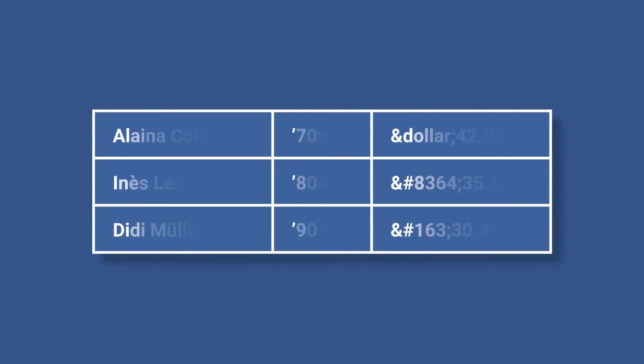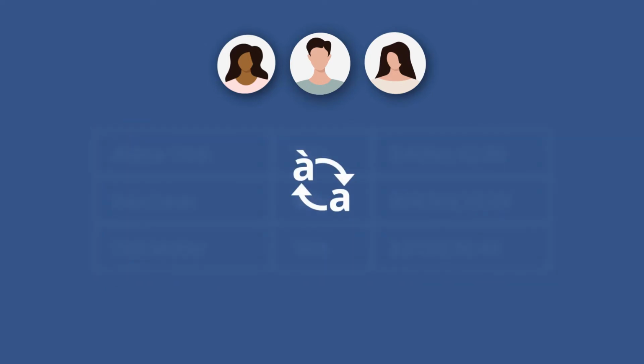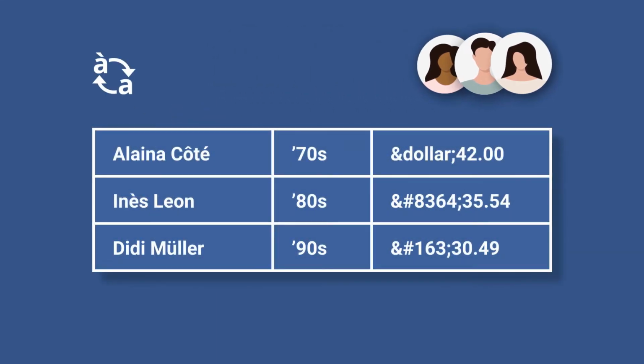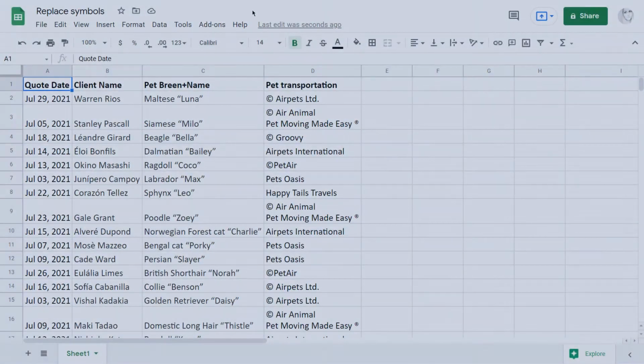When importing data from the web or collaborating on a Google spreadsheet, having unwanted characters slipping through is inevitable. That's when our Replace Symbols add-on may come in handy. It deals with 4 types of special characters: accented letters, smart quotes, codes, and their symbols. The tool replaces each in just a click. Let me show you how it works.